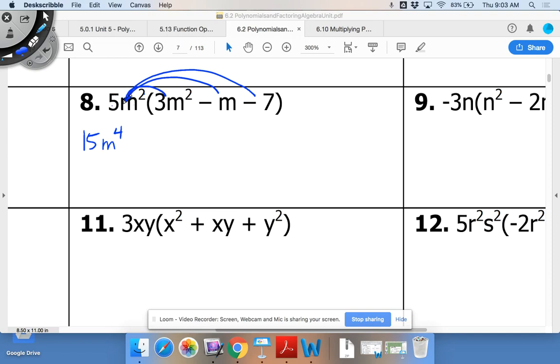Then we're going to do 5m squared times negative m. So you could think of this like a negative 1. 5 times negative 1 would be negative 5. M squared times m would be m to the 3rd, or m cubed. Then we look at our last little rainbow, 5m squared times negative 7. So 5 times negative 7 is negative 35. M squared, there's no variable here, so it's just m squared. And that's our final answer.